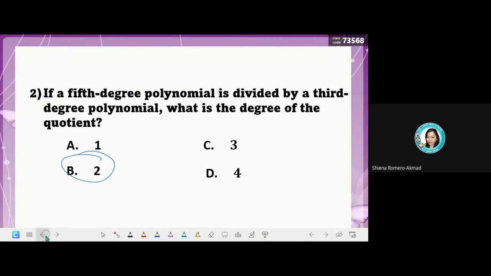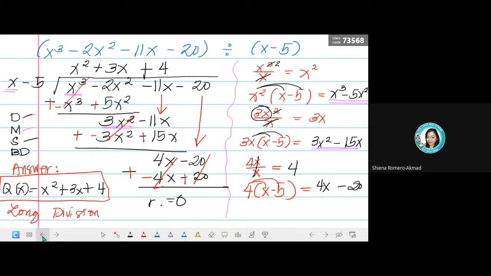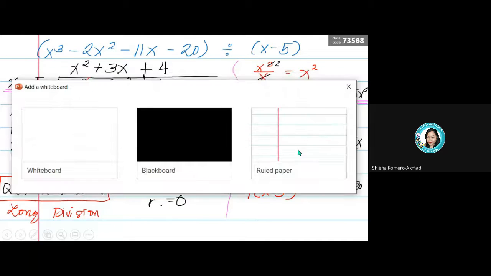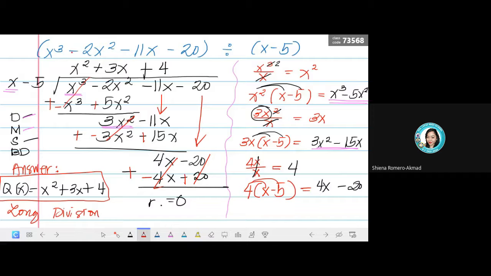Okay? Now, let us try doing both answers or solutions in different way. Try naman natin yung synthetic division. So let me try the synthetic division. Pakitandaan nga ito, x cubed minus 2x squared minus 11x minus 20 divided by x minus 5. Pakitandaan.